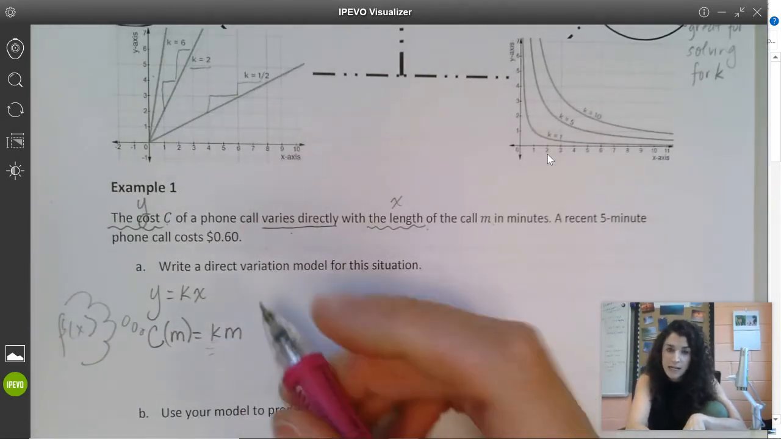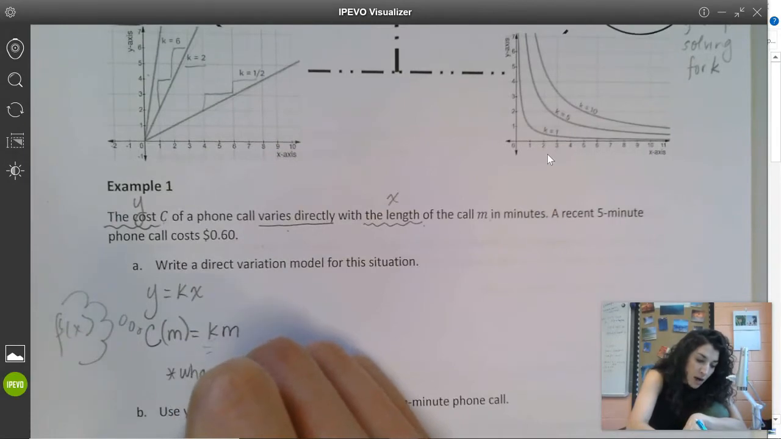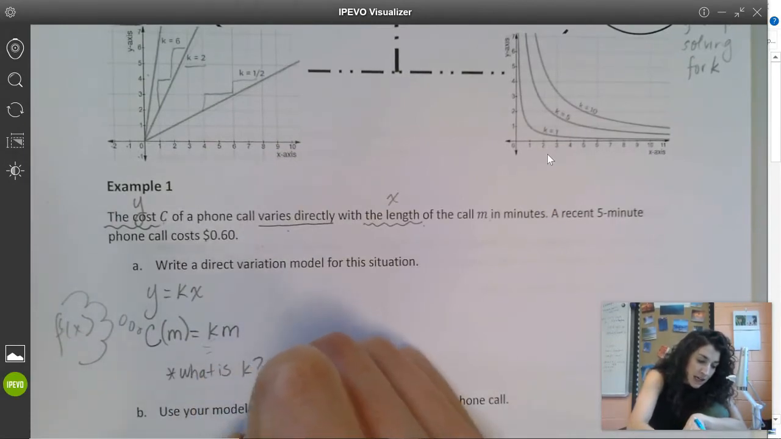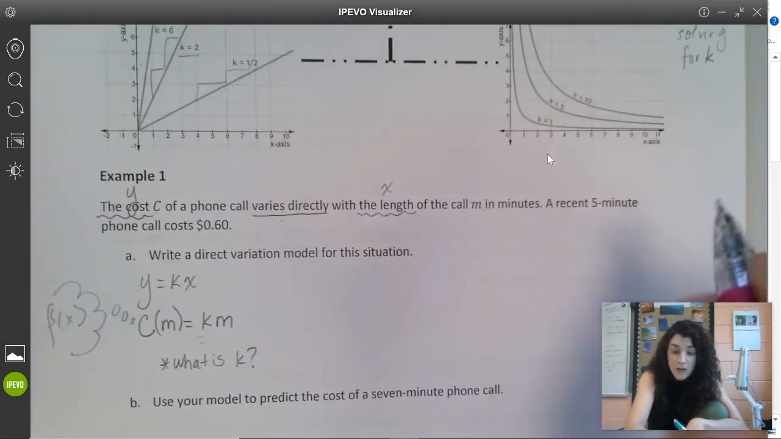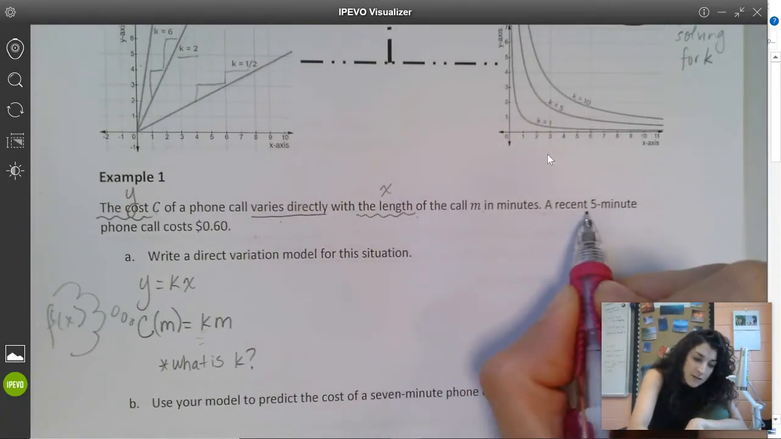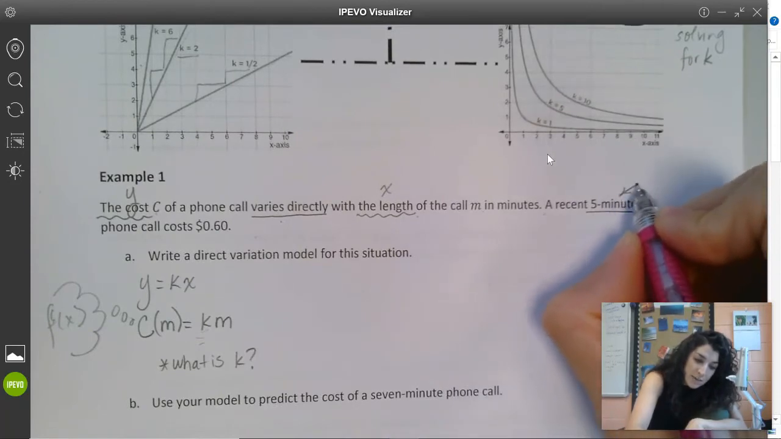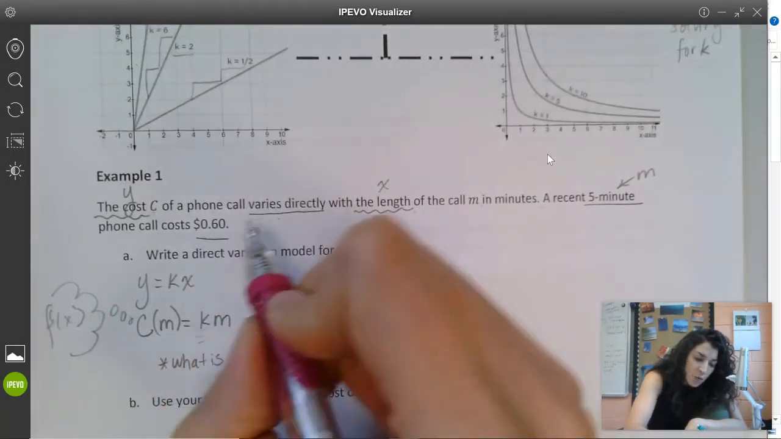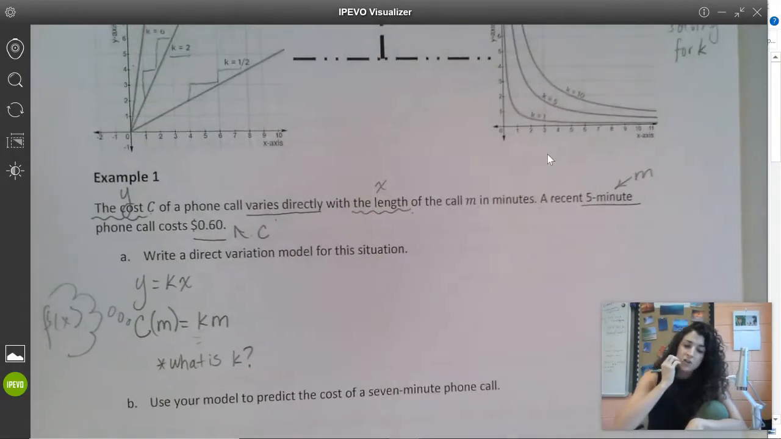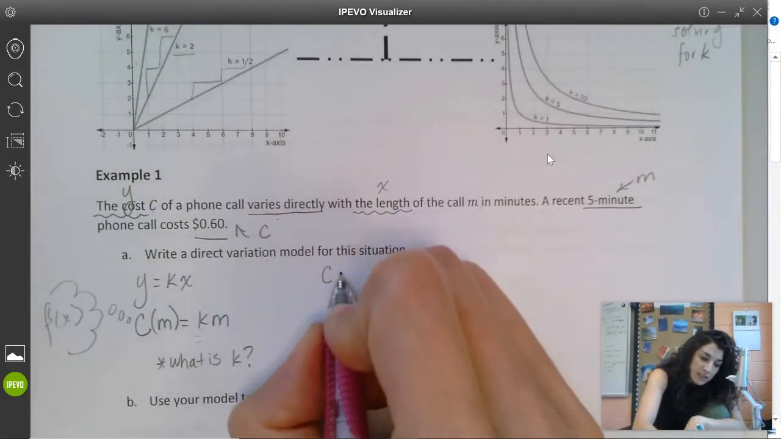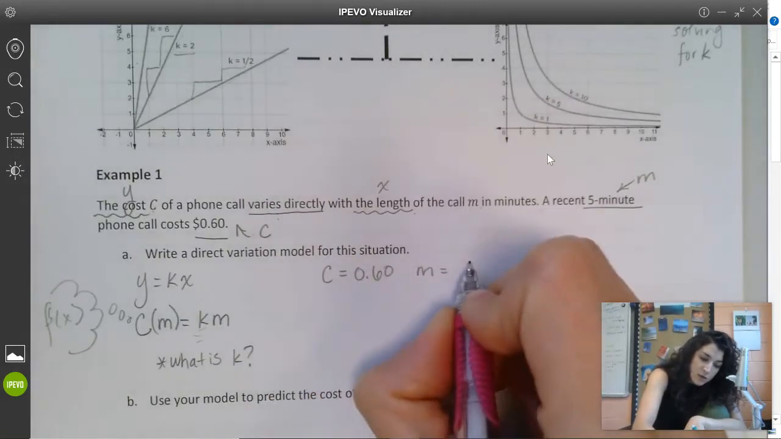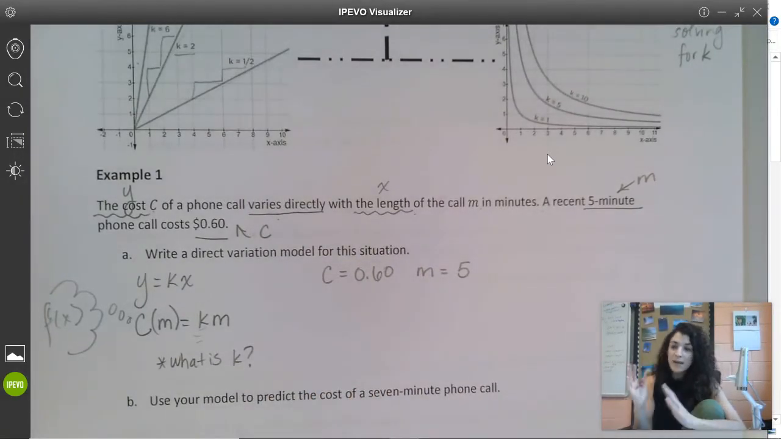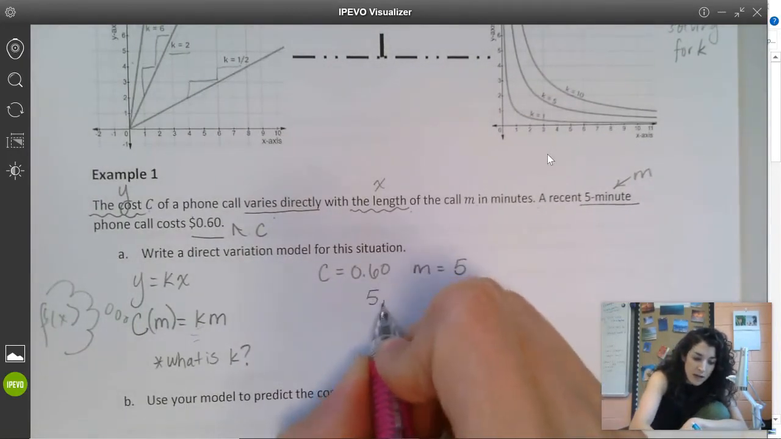And now we need to find out what k is. So if I finish reading this problem, it says a recent 5-minute call, which is time in minutes, will cost that much. So I've just been given that when C equals 60 cents, M equals 5. When I'm given a pair of numbers that go together, it's just an ordered pair.